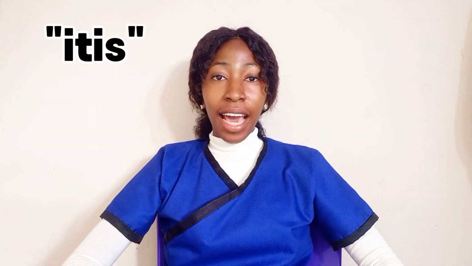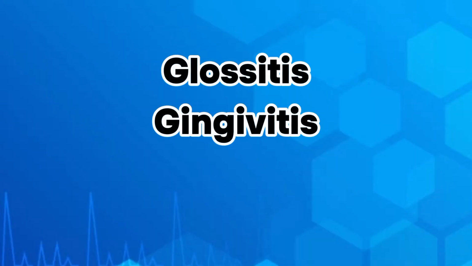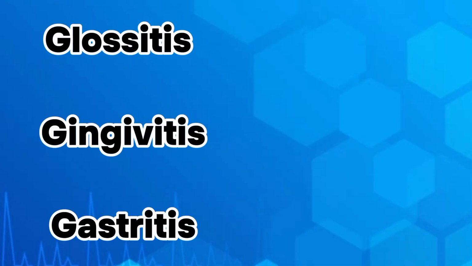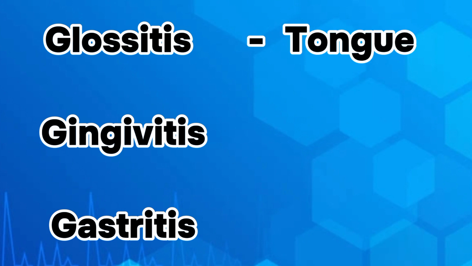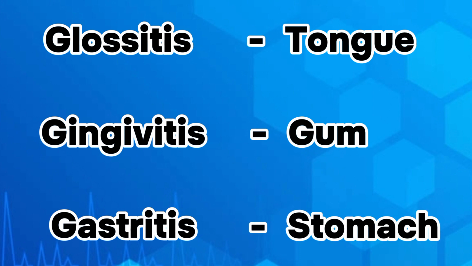So, let's begin. At number one, we have itis. Itis simply means inflammation. Now, when you hear words like glossitis, gingivitis, gastritis, they're all talking about a part of the body that is inflamed. Glossitis is the inflammation of the tongue, gingivitis is the inflammation of the gum, and gastritis is the inflammation of the stomach. When you see itis attached to a word, it simply means that that part of the body is inflamed.